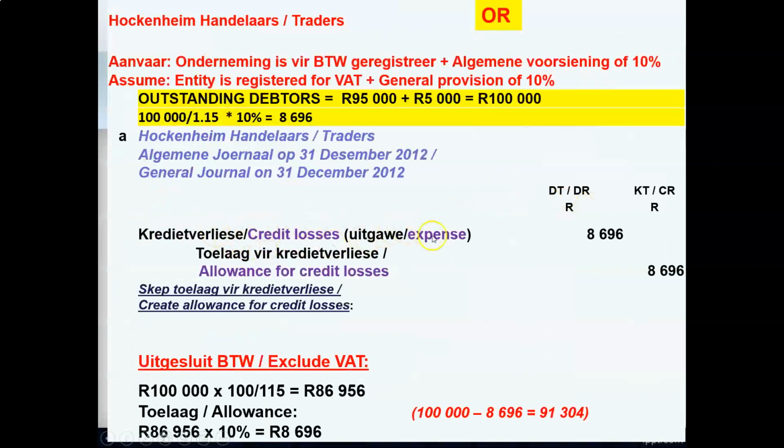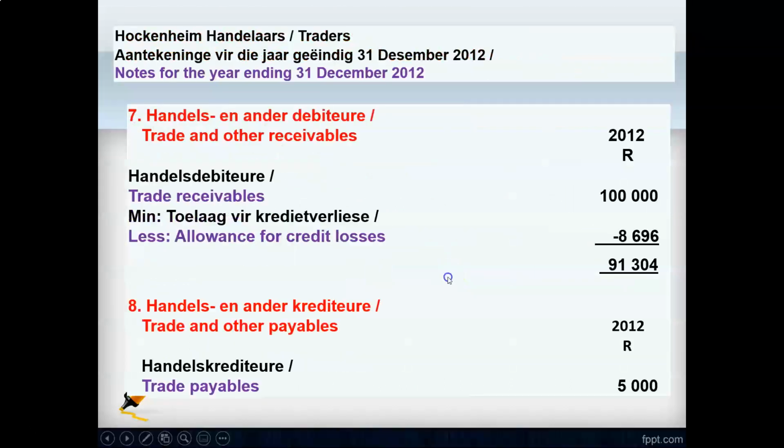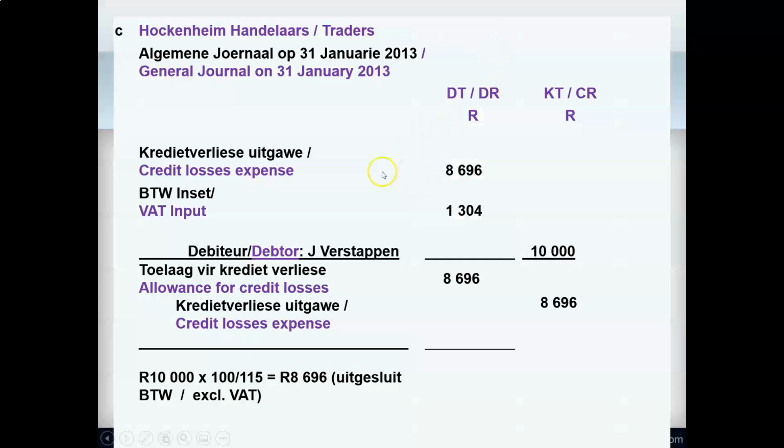There, we created an expense account. So we've already recognized the expense in our books. We cannot do so again. So therefore, credit losses is out of our books. Then we have written off his account. There's no outstanding debt for Verstappen anymore. We've credited his account with a full 10,000 Rand. We've claimed the VAT on the amount that we've written off, and we have cleared the allowance for credit losses account 8696 that no longer exists anymore.